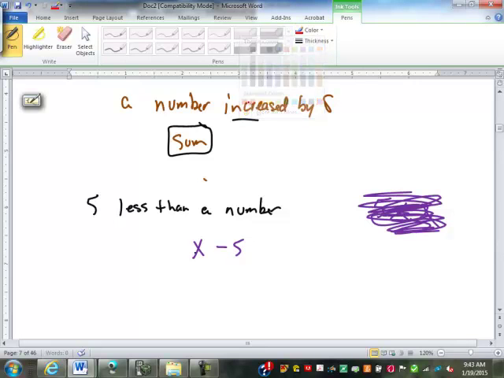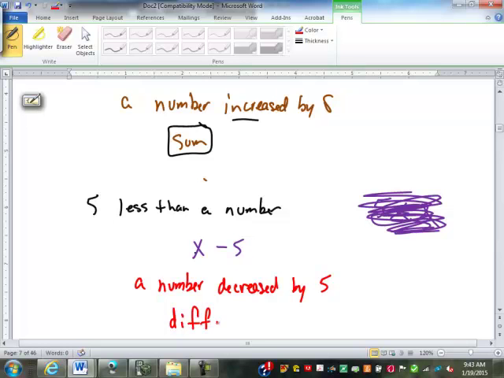There's all sorts of other phrases out there. We could have a number decreased by 5. Or a number subtract 5, take 5 away from a number. One of the key words, difference. The difference of a number and 5. The word difference means the result of a subtraction problem.